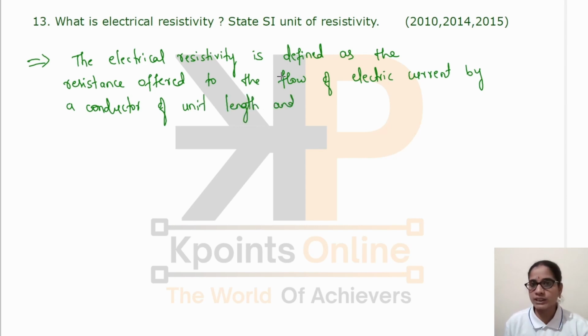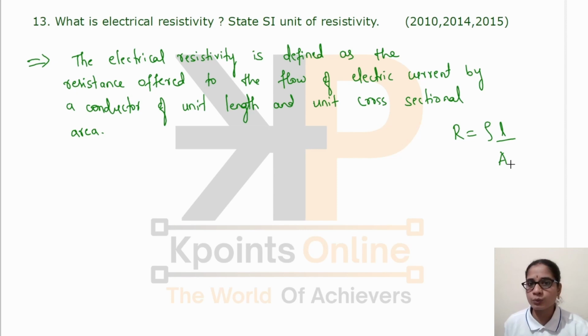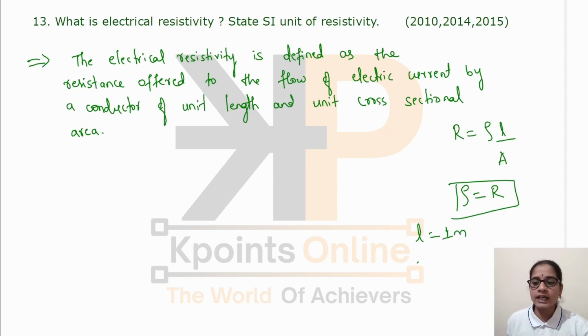and unit cross-sectional area. We know that the resistance is given by the formula R is equal to rho L upon A. When the length is 1 meter and area is 1 meter square, then we get rho is equal to R. So this electrical resistivity is defined as the resistance offered to the flow of electric current by a conductor of unit length and unit cross-sectional area. This will be equal to resistance when the length is 1 meter and area of cross-section is 1 meter square. We get rho is equal to R.